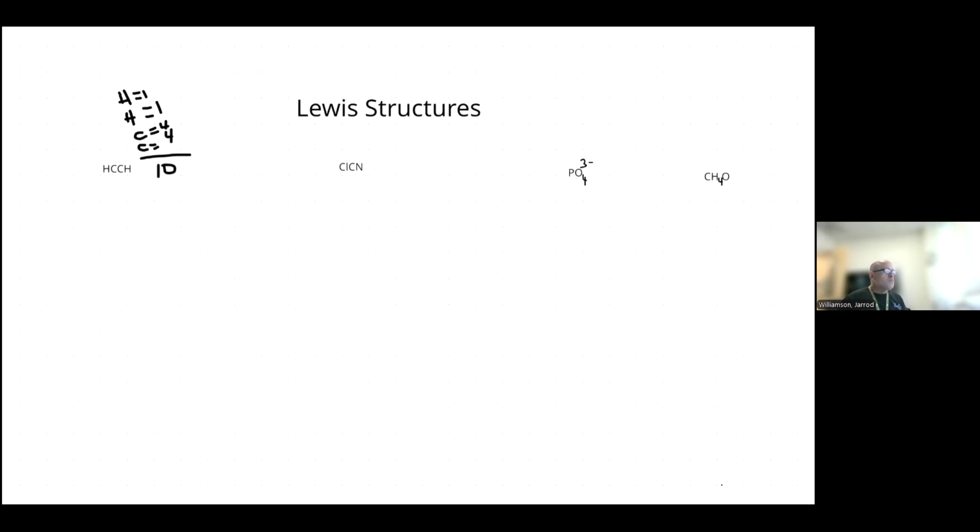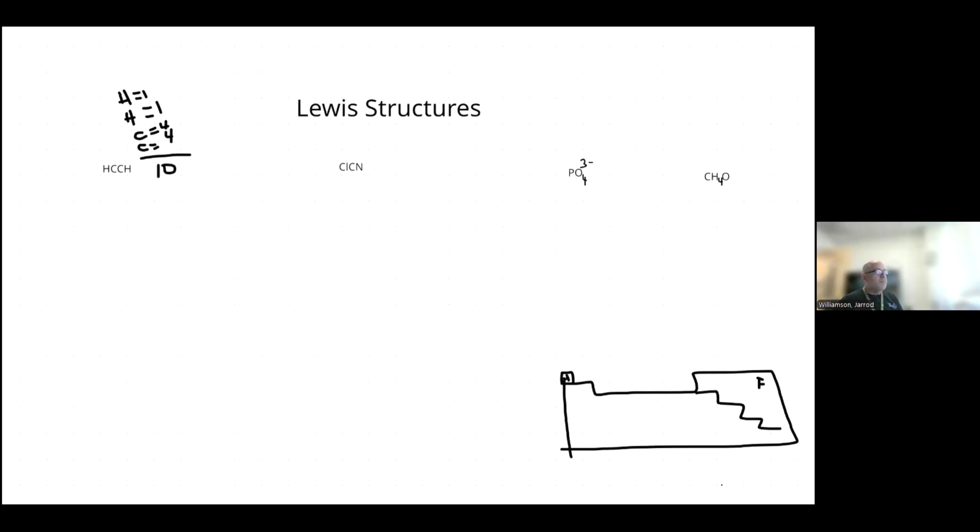Now, we're supposed to put the least electronegative atom in the center. The least electronegative atom is the one that is furthest away from fluorine, and hydrogen is way over here. And there's hydrogen. But hydrogen is always a terminal atom.